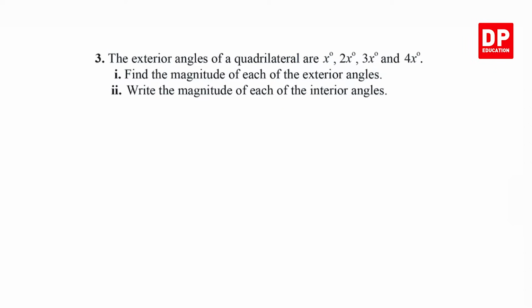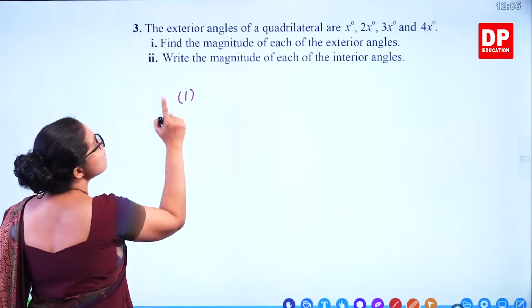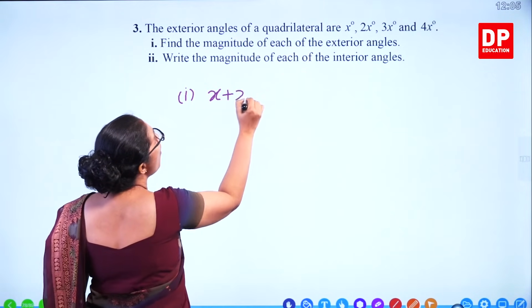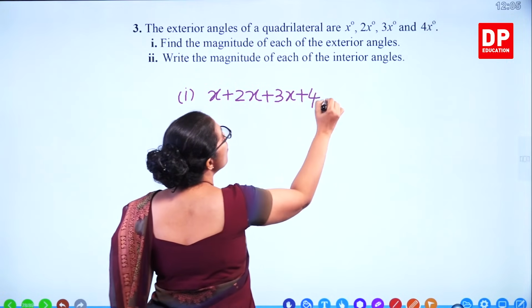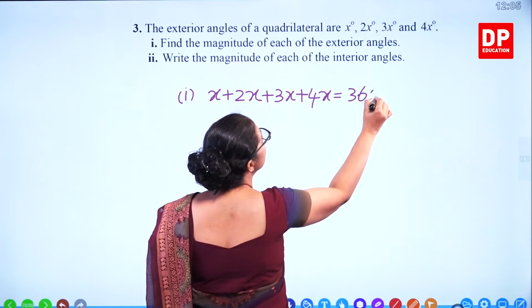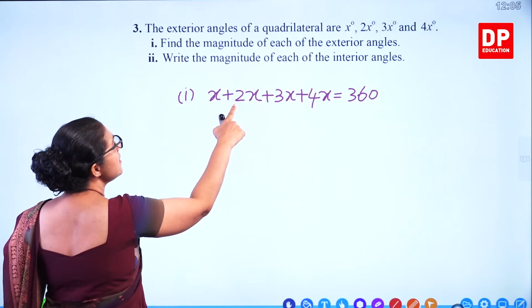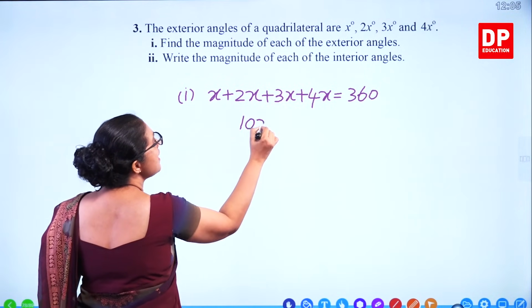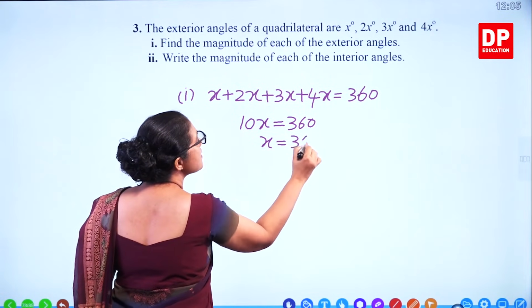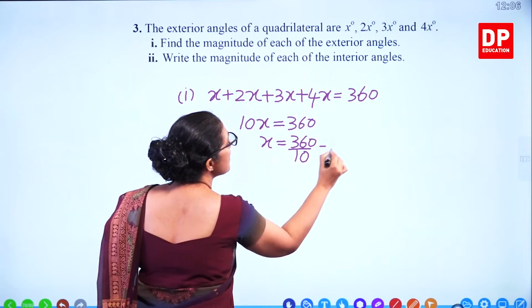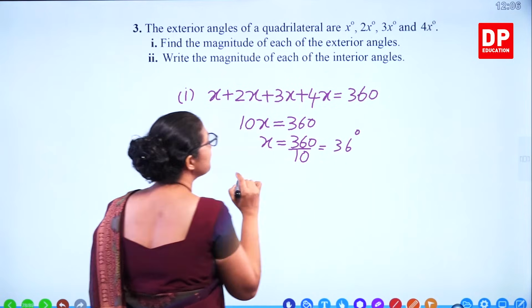The exterior angles of a quadrilateral are x, 2x, 3x and 4x. Find the magnitude of each of the exterior angles. We know the sum of all exterior angles add up to 360. 4 plus 3, 7, 8, 10. 10x equals 360 means what's x? 360 divided by 10, that's 36 degrees.